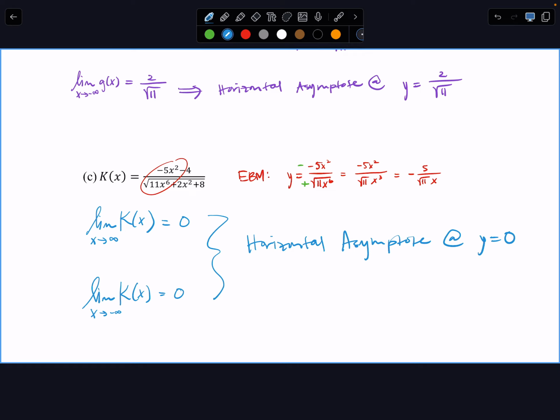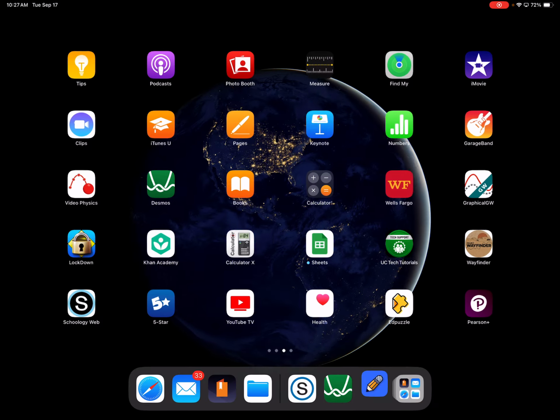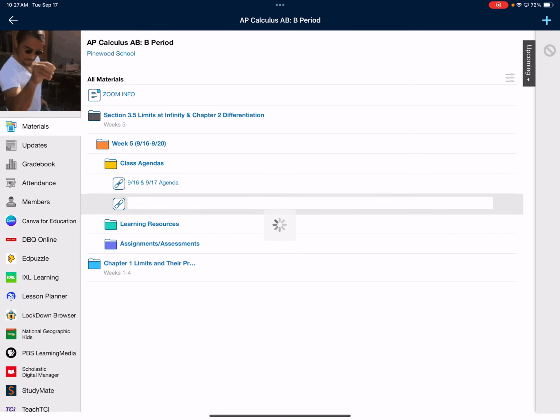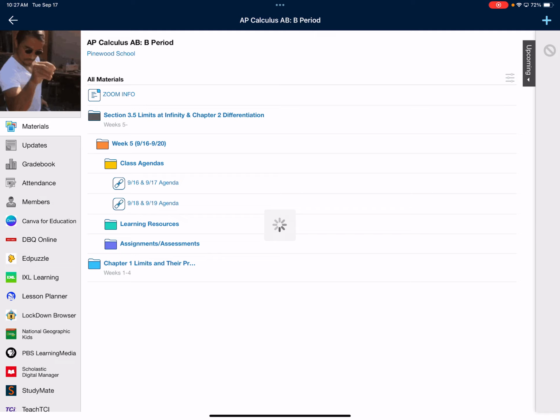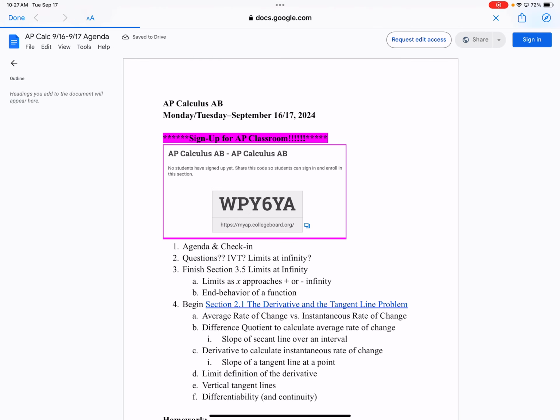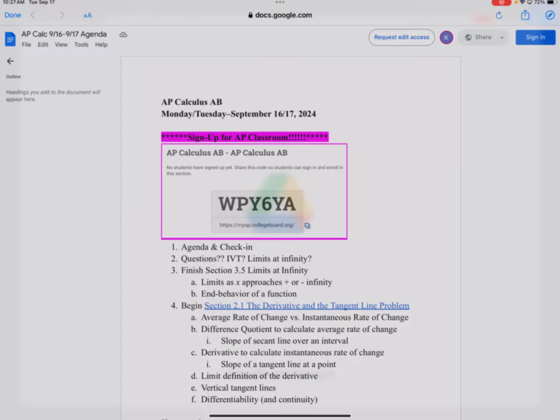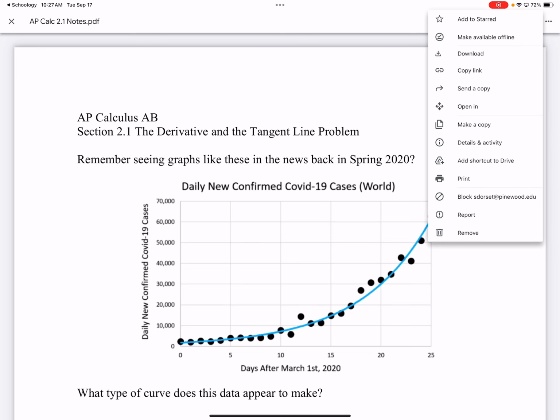Sweet. We are done with 3.5. And we are, that's not the right day. We are switching over to, wait, so were we behind? Nope, I had to do this with everybody. Oh. We are switching over to section 2.1.